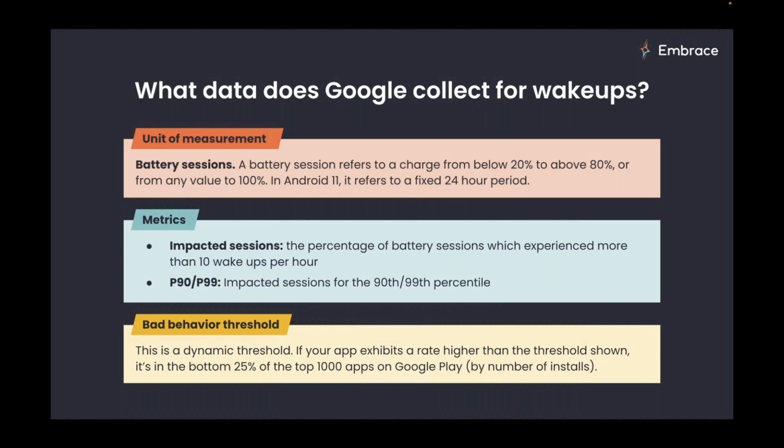In terms of a bad behavior threshold, that's the threshold by which Google starts penalizing you if you exceed it. As far as we can tell, this seems to be dynamic. And if your app goes above the threshold shown on the Google Play Store, it will be in the bottom 25% of the top 1,000 apps on Google Play.